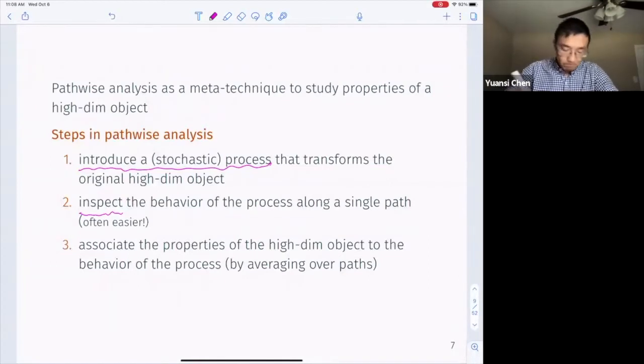And then you want to relate the properties of the high-dimensional object with the properties of the things on a single path. You might also do some kind of averaging when you have a stochastic process. I know it's not very clear here, but I will try to go through some examples and give you more details about this technique.